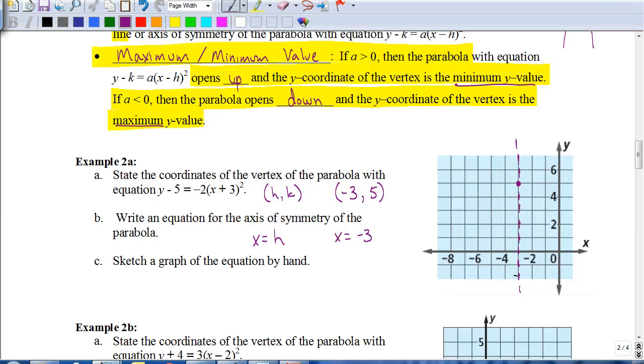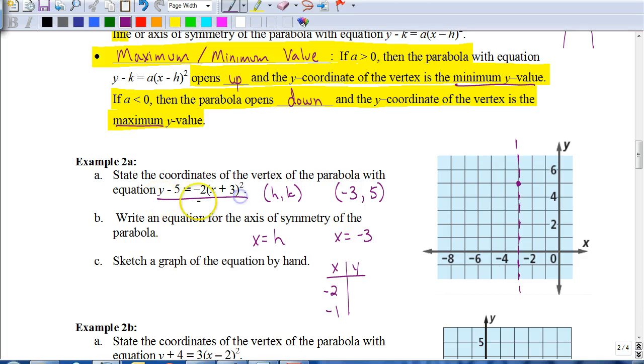Now to sketch a graph of this, we're going to have to come up with some other points that are on the parabola. So we still set up an xy table, but here's the nice thing about it. We don't have to pick random numbers, and in fact, we don't have to pick 5 numbers. We only have to pick 2 numbers. Let's pick 2 numbers either to the right or to the left of that line of symmetry. But we're not going to straddle that line of symmetry, meaning I'm not going to use negative 2 and negative 4. You'll see why in a minute. So let's use negative 2 and negative 1.